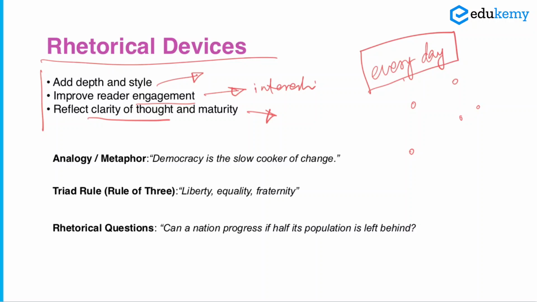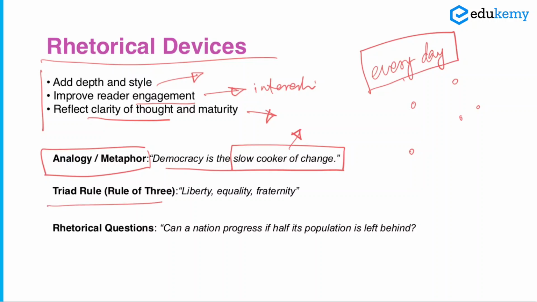So I'll give you some examples. Analogy and metaphor. This is a rhetorical device which is used much too often. Democracy is the slow cooker of change. Okay, you must have read something like this in an editorial page, and you remember that this is using an analogy to communicate an idea. Rule of three, very, very popular.